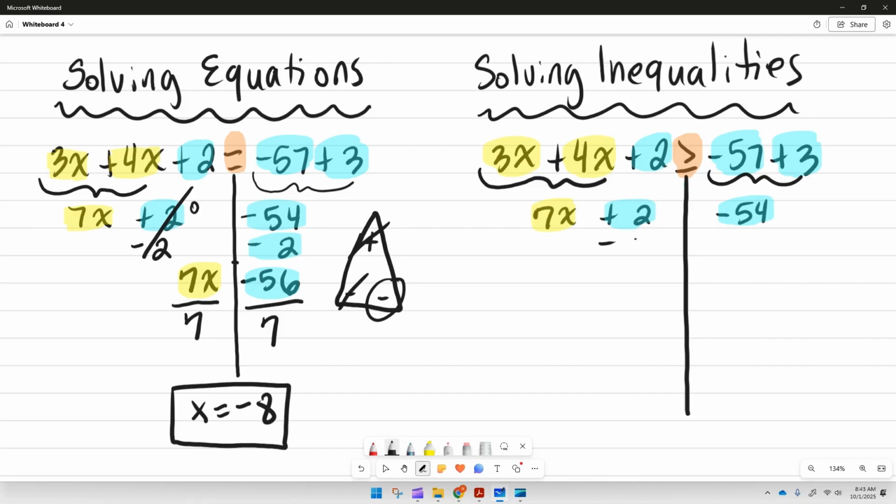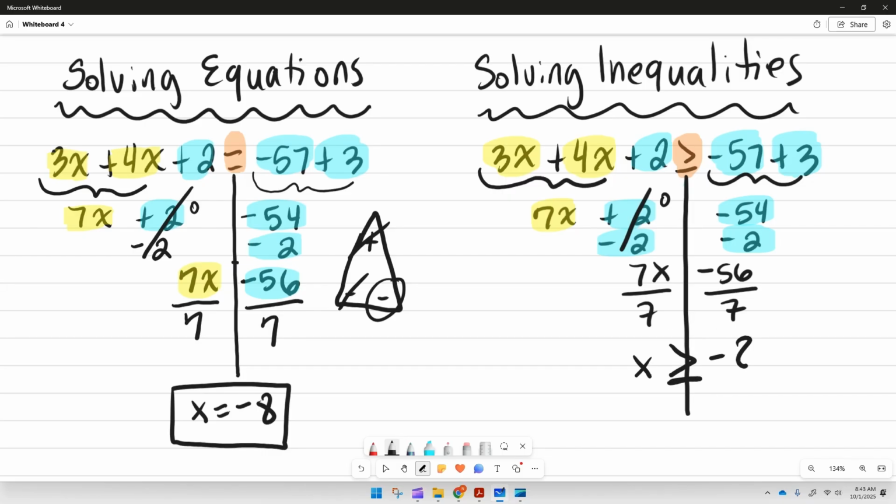I know that I'm going to subtract 2 from both sides. So again, I'm going to highlight here. I didn't before on both, just so that you know that you can combine those. All right, so that becomes 0. Bring down our 7x. This combines and becomes negative 56. Then divide by 7, just like we did in the normal equation. That's going to give me x is, now let's talk about our symbol. Our symbol is greater than or equal to negative 8.